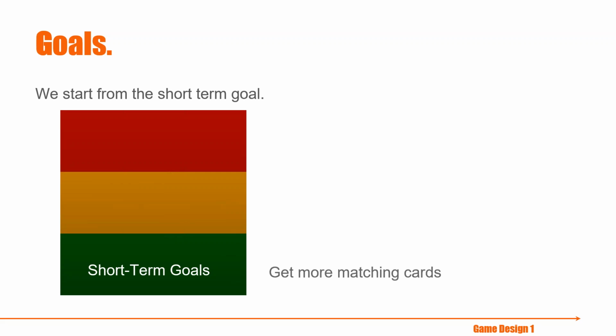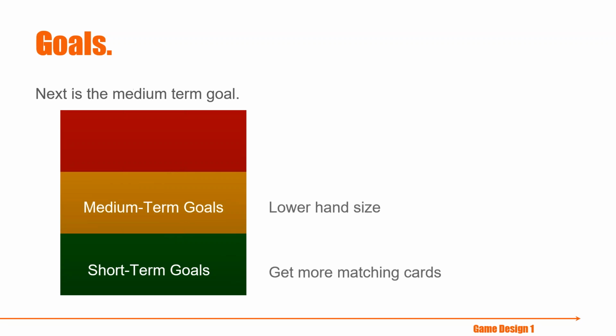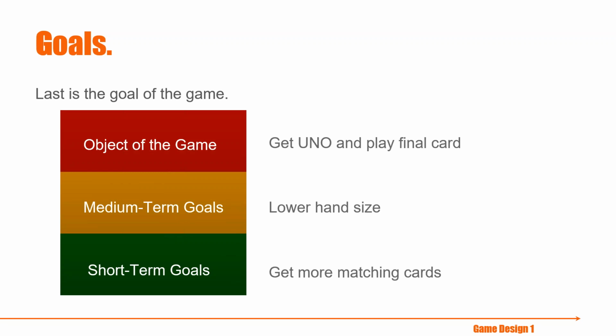We start from the short-term goal, and we're going to use Uno as the example. So our short-term goal is get more matching cards. Then we move on to our medium-term goals. Our medium-term goal in Uno is to lower our hand size. Then we have the object of the game. The object of the game in Uno is to play your final card and get out.